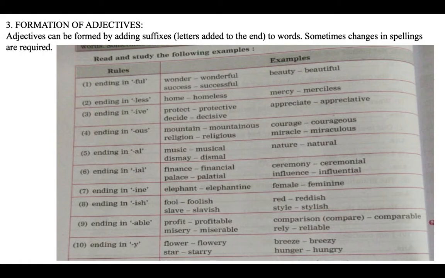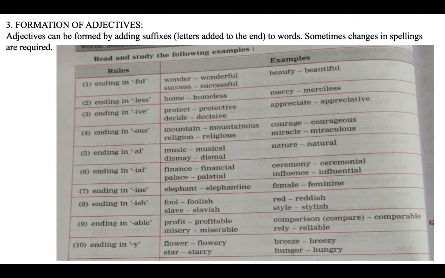Next, you have ending in less. Adding less can also make it an adjective. Now, most of them, you need to remember which suffixes, when you add them to the word, become either a noun form or an adjective form. Now, less: home becomes homeless. He is a homeless man. It's describing more about the noun, therefore it becomes an adjective.